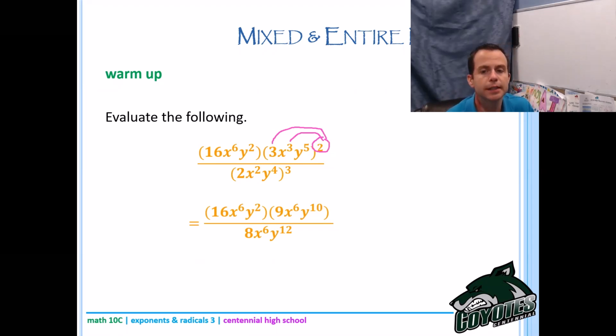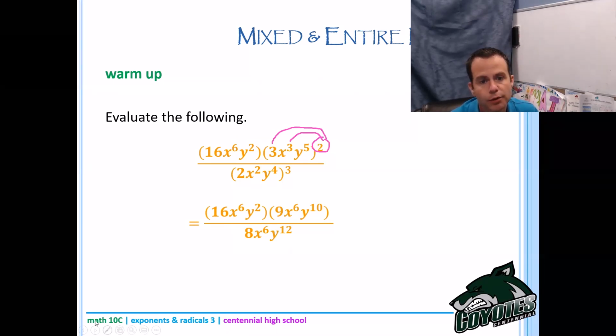Okay, so now I'm going to do the multiplication. So I've got 16 times 9 divided by 8. Well, in my own head, I'm just going to say, hey, 16 divided by 8 is 2, and 2 times 9 is 18. So I'm going to end up with an 18. X to the 6 divided by x to the 6 is a 1, so I'll just be left with x to the 6. Y squared times y to the 10 would be y to the 12, and then I'm dividing by y to the 12, so that would also be 1. So I'm left with 18 x to the 6, if I did all that in my head right.